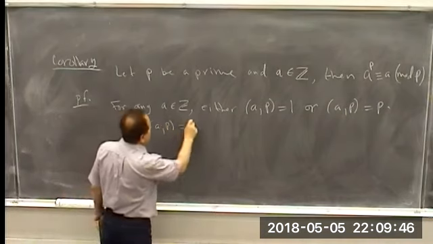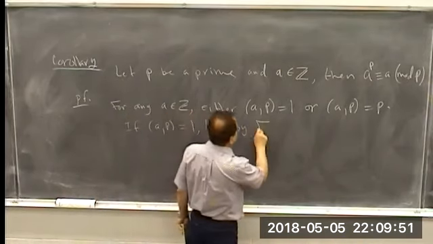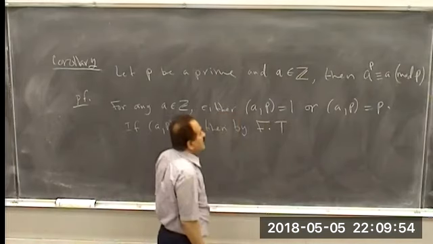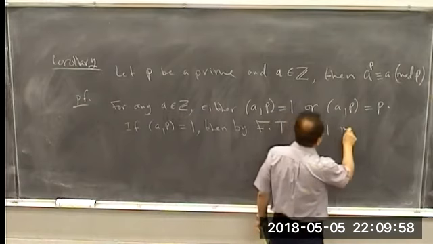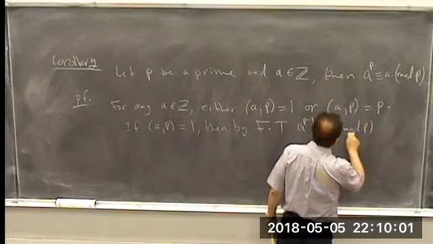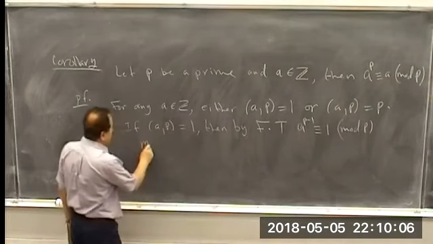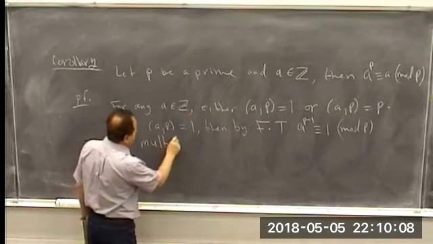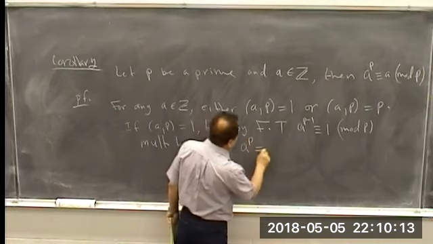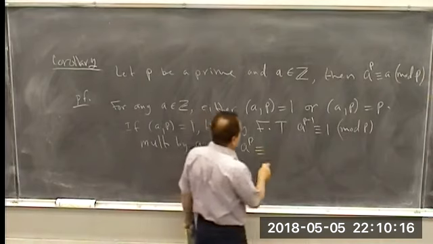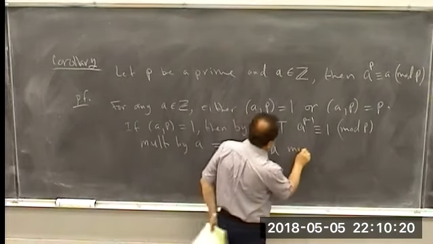If gcd(a, p) is equal to 1, then by Fermat's theorem, we have a to the power p minus 1 is congruent to 1 mod p. Then we can multiply this by a. It would imply that a to the power p is congruent to a mod p, because a is congruent to a mod p, and then we use that property, and this is mod p.